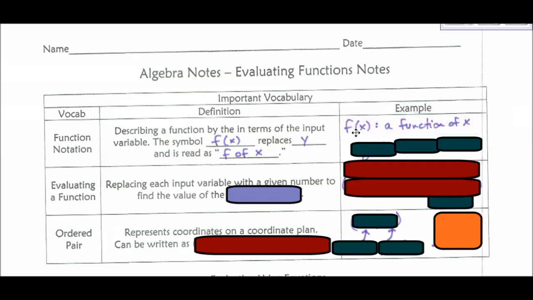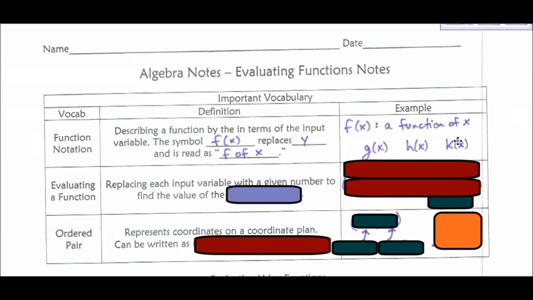F of x is just a function of x. It's describing a function in terms of the input variable. The reason this is valuable is we can talk about more than one function at the same time. If we limit this to just writing it as y, we can't talk about a second function on the same graph. Now we're allowed to talk about as many functions as we want just by changing that front letter. We could say g of x, h of x, k of x. Those are all different functions, and we can talk about those on the same graph.